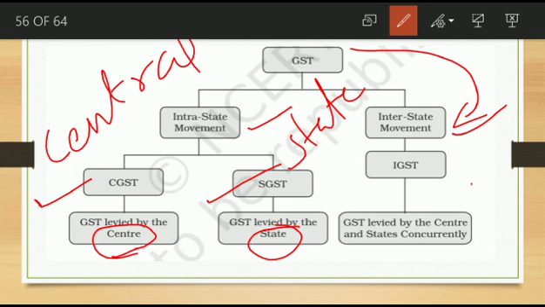Now, suppose next in the GST case, another is interstate movement. Interstate movement means, suppose one movement of goods from Gujarat to Rajasthan, another state. So in such a case, one GST, that is IGST. IGST is the GST levied by the central and state government concurrently. Okay, that means IGST, integrated goods and services tax. So that is IGST.